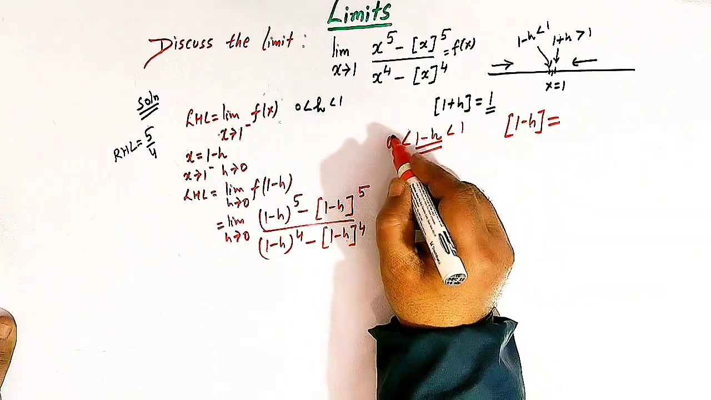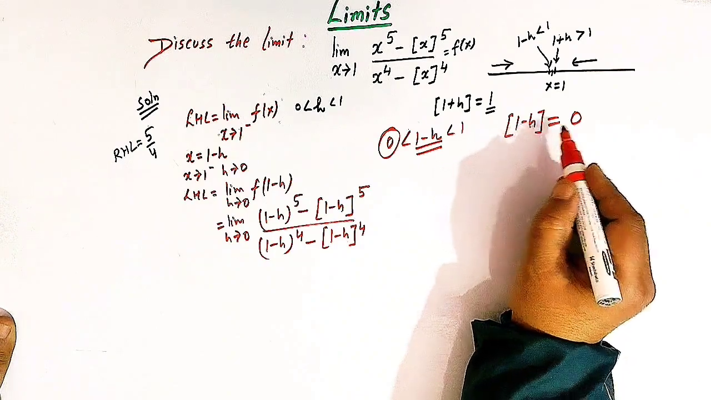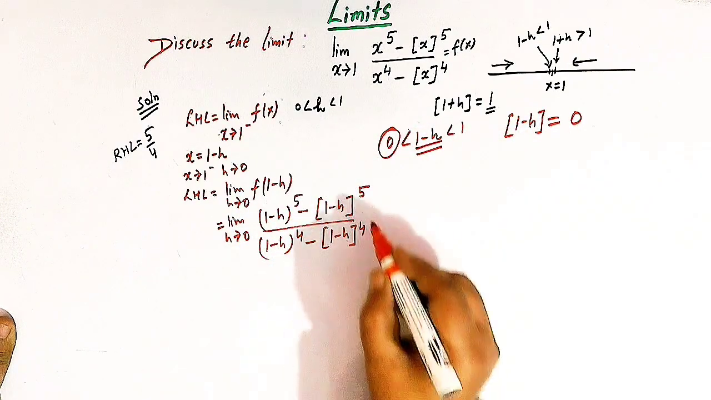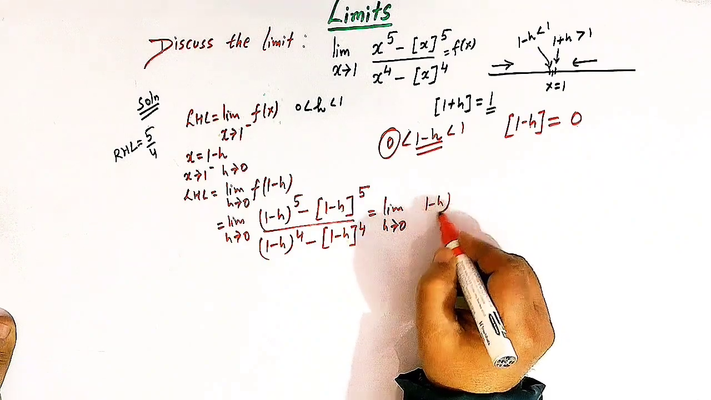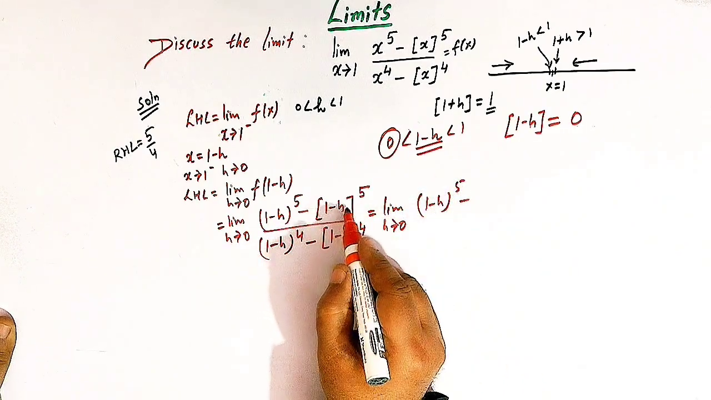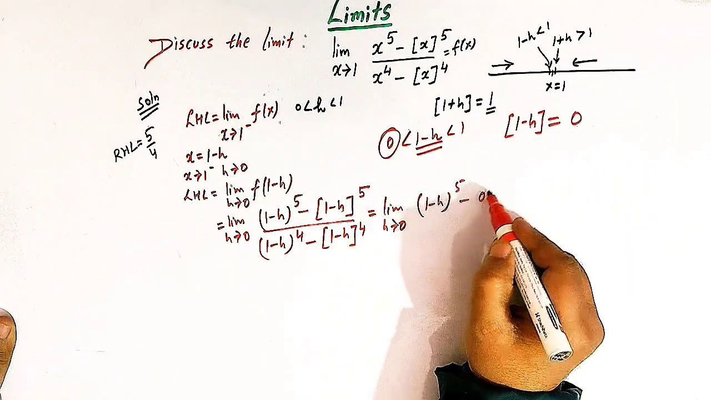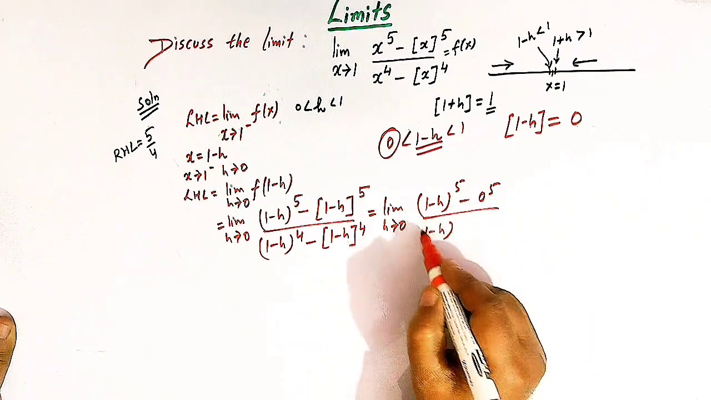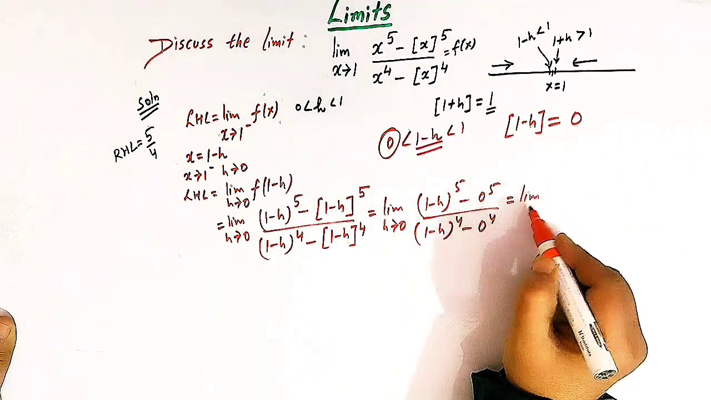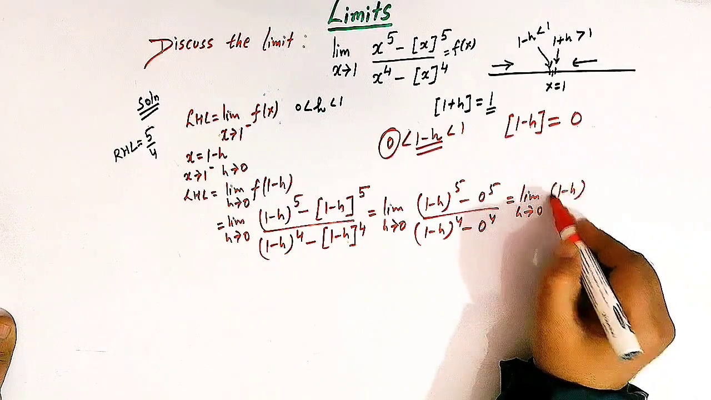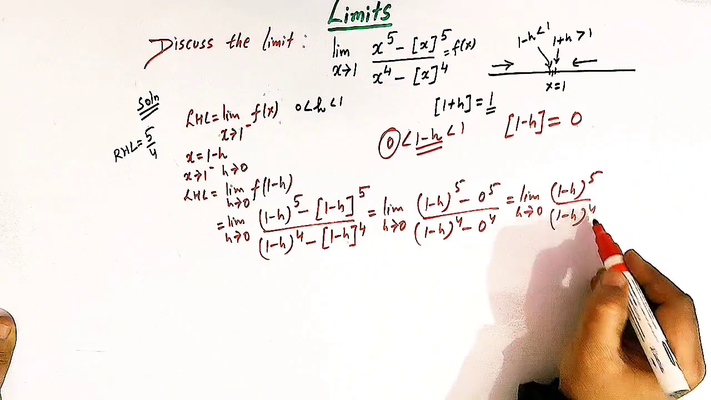and the greatest integer of 1 minus h is equal to 0, right? Because the greatest integer which is less than 1 minus h is 0. So now here we have limit h tends to 0, and we have (1 minus h) raised to 5, and here this quantity is 0. So we have 0 raised to 5, that is simply 0, and here we have (1 minus h) raised to 4 minus 0 raised to 4. So now we have limit h tends to 0, (1 minus h) raised to 5 over (1 minus h) raised to 4, right?